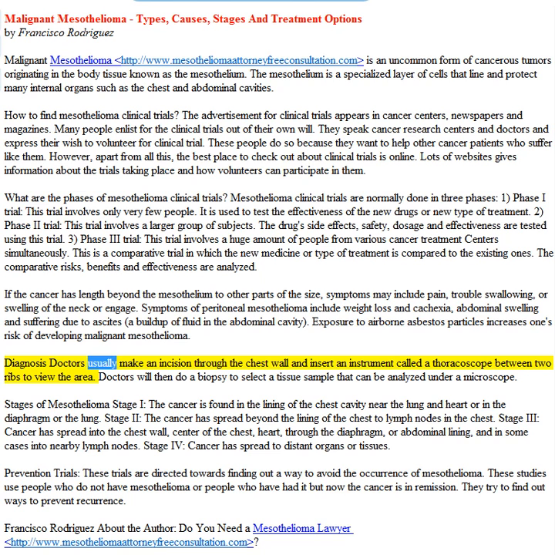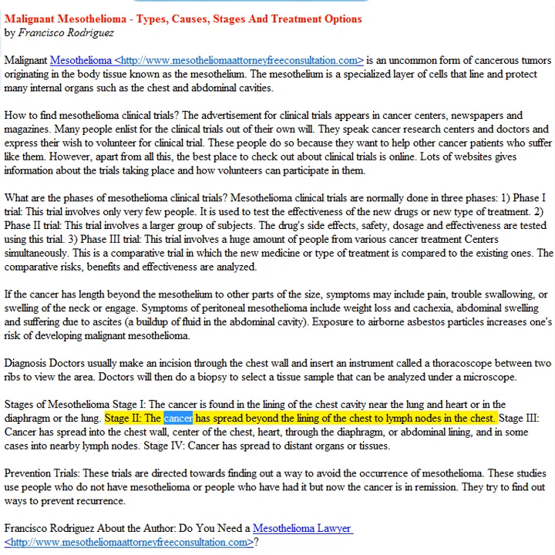Diagnosis: doctors usually make an incision through the chest wall and insert an instrument called a thoracoscope between 2 ribs to view the area. Doctors will then do a biopsy to select a tissue sample that can be analyzed under a microscope. Stages of mesothelioma. Stage I. The cancer is found in the lining of the chest cavity near the lung and heart or in the diaphragm of the lung.